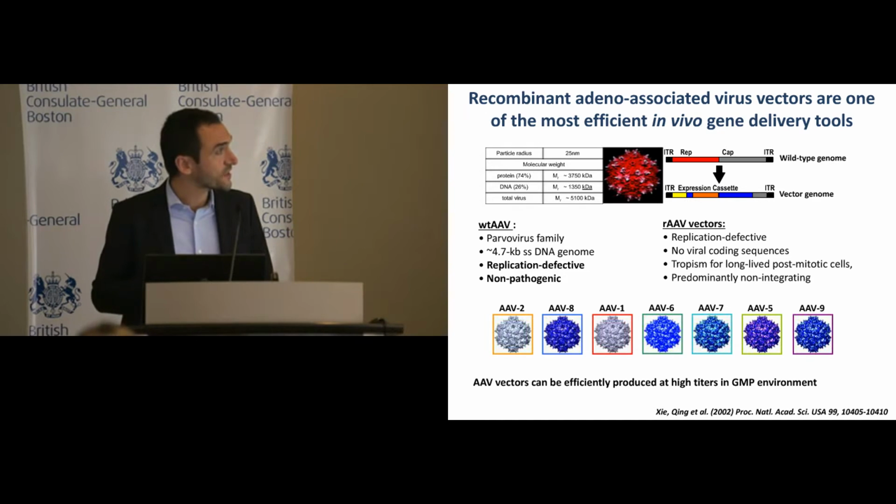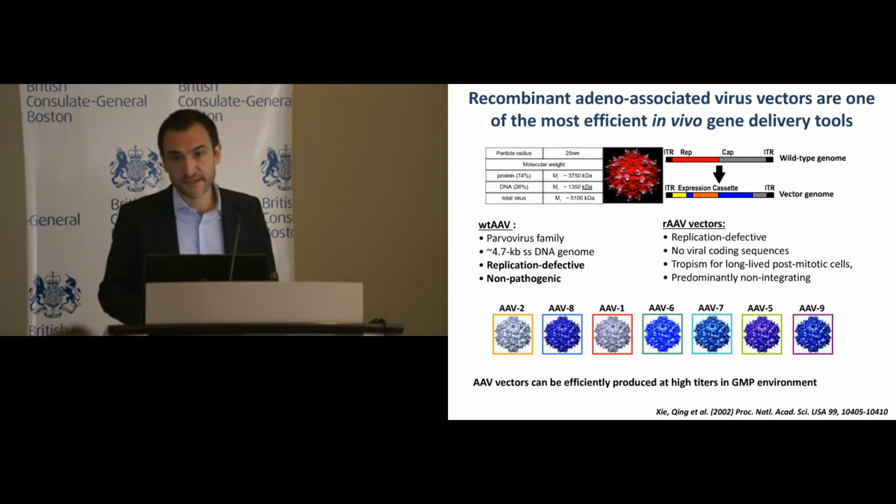Recombinant AAV vectors are derived from this virus by simply replacing all the viral coding genes with an expression cassette of the gene of interest, which is flanked by two inverted terminal repeats, the only viral sequences present in AAV vectors that are needed for packaging. And you can package your transgene in several flavors, different serotypes of AAV, depending on your target tissue.